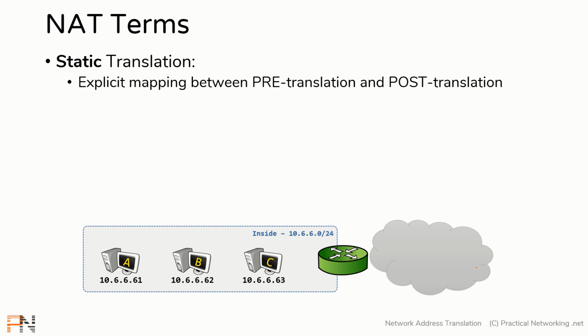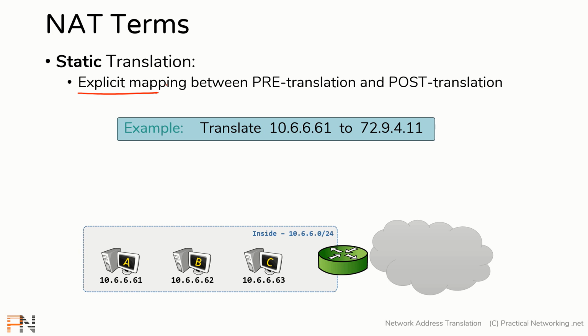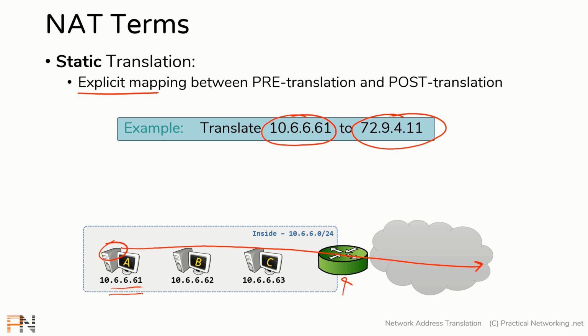The definition we gave you is that a static translation is an explicit mapping between pre-translation attributes and post-translation attributes. So an example of a static translation would be if I configured my router to translate the IP address 10.66.61, which is host A's IP address, to the IP address 72.94.11. Whenever my host A shoots out a packet to the internet, as soon as that packet crosses the router, it would replace host A's IP address as the source IP address in the packet with 72.94.11. Moreover, on the way back, whenever the return traffic was coming back to host A, the router would do the opposite and replace the IP address 72.94.11 back to host A's IP address.